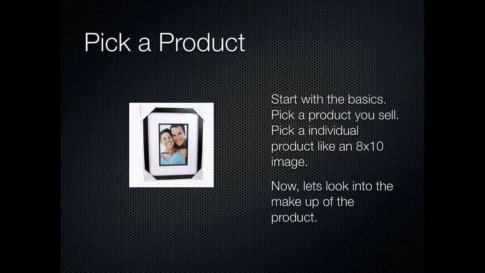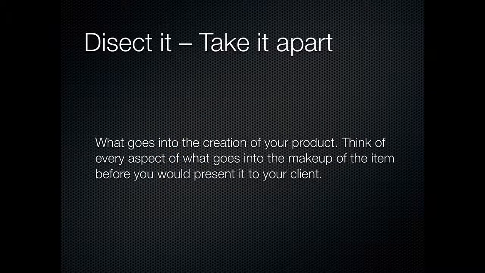Let's start with one product. Pick one product, like an 8 by 10. Pick something that's going to be easy for you to go through all the aspects of the makeup of that product so that you understand what fully goes into it before you sell it to the client. We want to dissect that product. We want to pull it apart. So we want to go through every little nitpicking item that goes into the makeup of that product before you turn it over to your client to sell it.